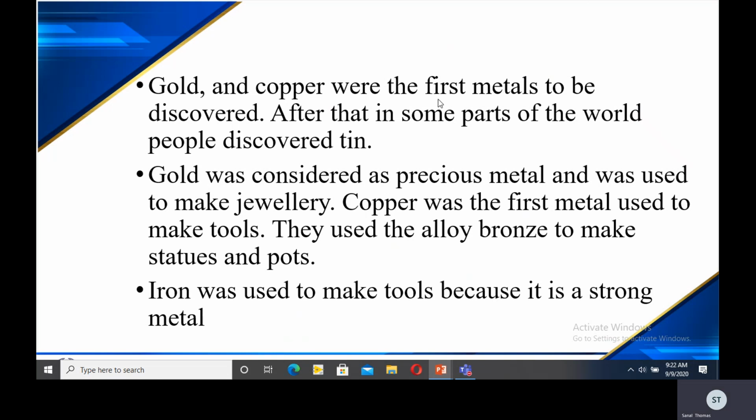Gold and copper were the first metals to be discovered. After that, in some parts of the world, people discovered tin. Gold was considered a precious metal and was used to make jewelry. Copper was the first metal used to make tools, and they used the alloy bronze to make statues and pots. Iron was used to make tools because it is a strong metal.